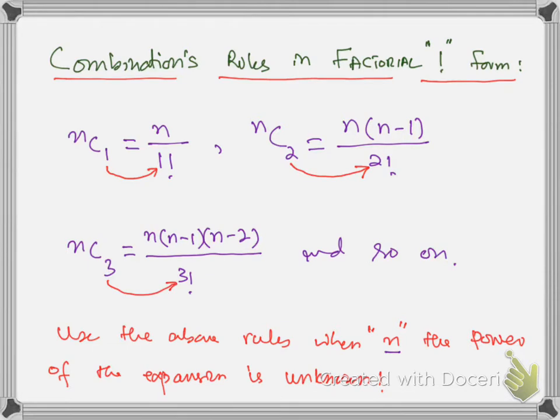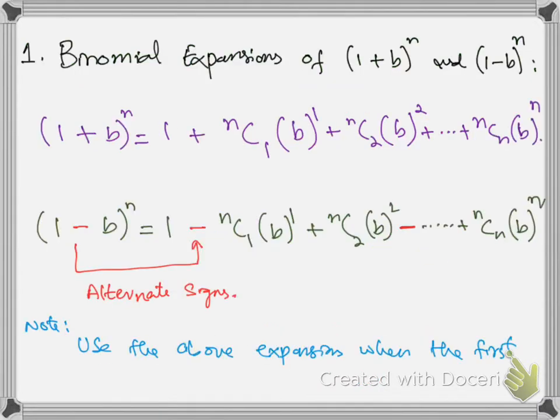Now let's talk about the numerator. Since we have 1 here, we must have only one term in the numerator. Since we have 2 here, therefore we must have 2 terms in the numerator, n and n minus 1, and they must be in descending order. Like first is n and the next should be n minus 1. As we have 3 in the denominator, we must have 3 terms in the numerator and they must be in descending order, and so on.